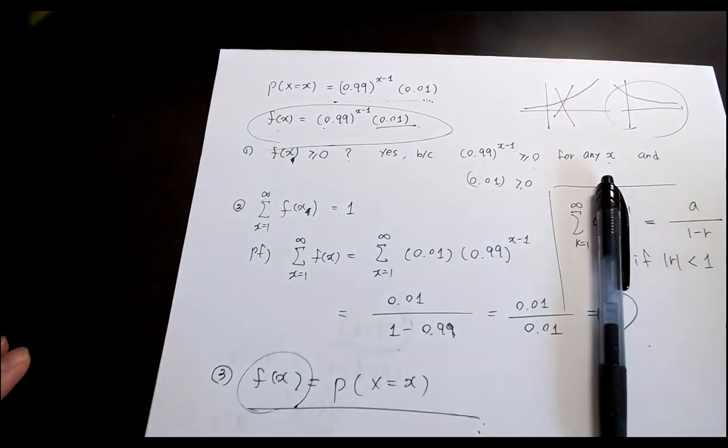So that's 3.1. Give me a second. The next time I'm going to cover 3.2, cumulative distribution functions. So let me stop here.